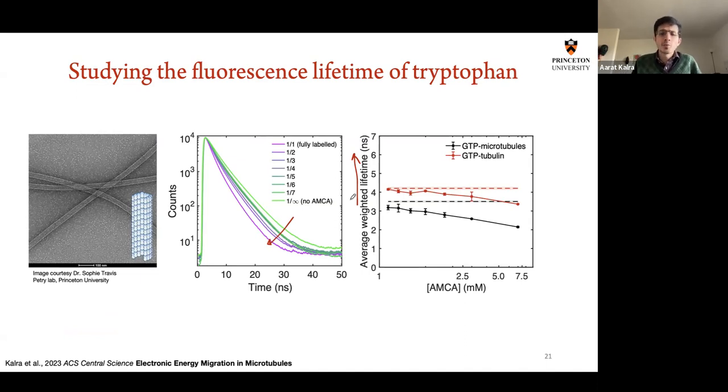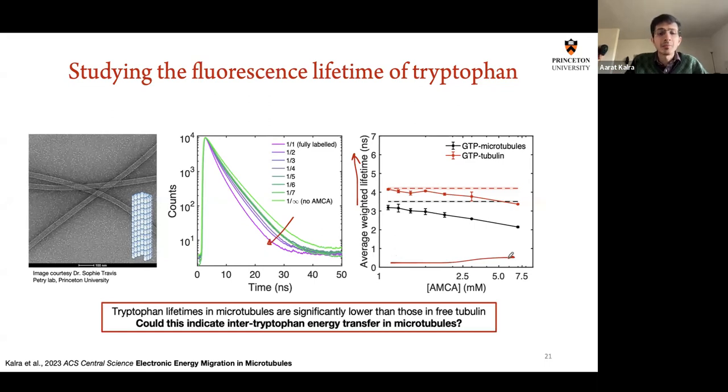Now you can see that the average weighted lifetime of tubulin, which is the unpolymerized form, red line, is different than the microtubules, which is the black line, okay? And the dashed lines here represent the unlabeled forms of both tubulin and microtubules. So you can clearly tell that something is different between the microtubules and the tubulin, okay? So the monomer differs from the polymer, even from a photophysical standpoint, right? Of course, this is a function of AMCA concentrations, okay? Could this indicate some kind of electronic energy migration? Could this indicate some kind of intertryptophan hopping in a microtubule?